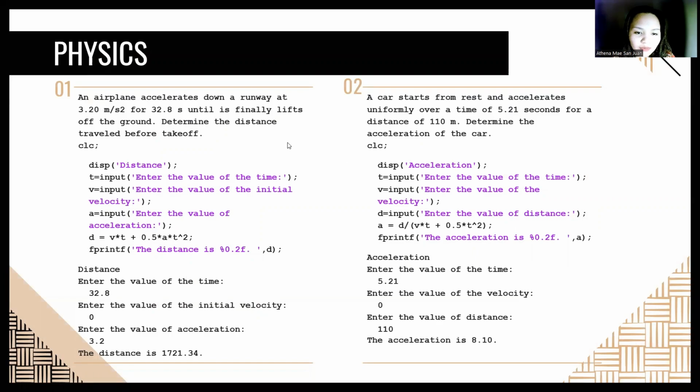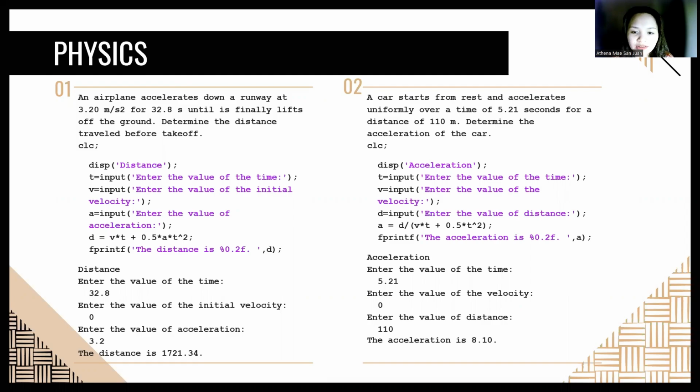So this is the code that we input on MATLAB. You're going to input the t value, which is the time, v for initial velocity, and a for acceleration. So this is the formula, and the answer for distance is 1721.34.